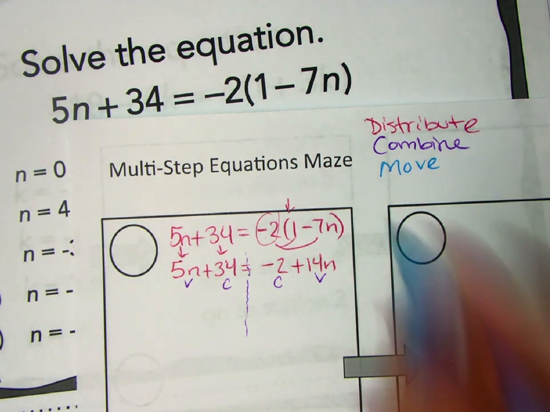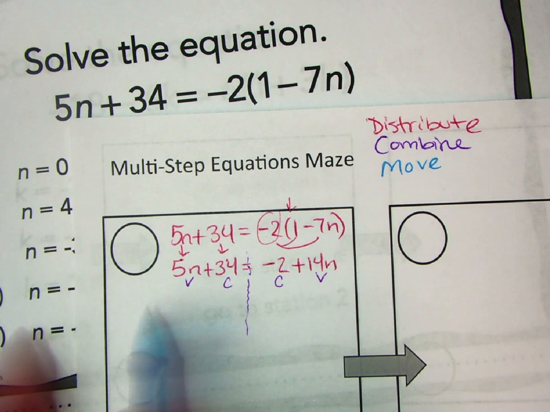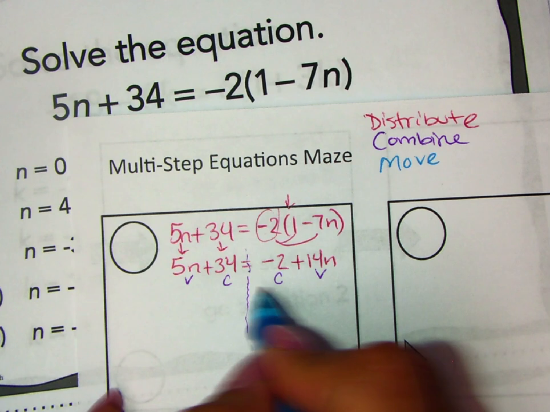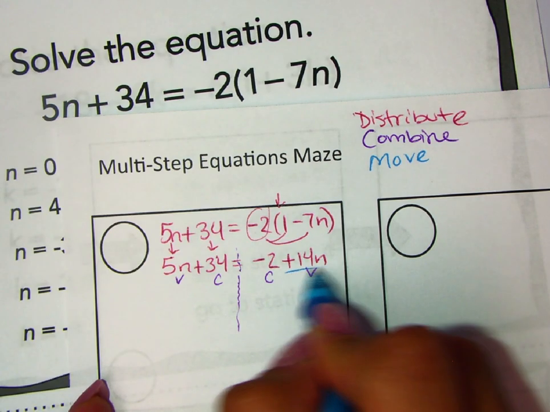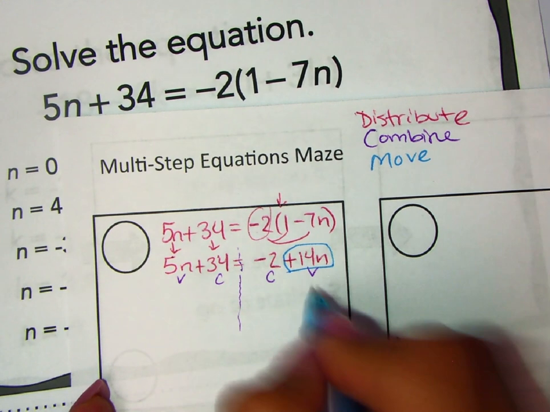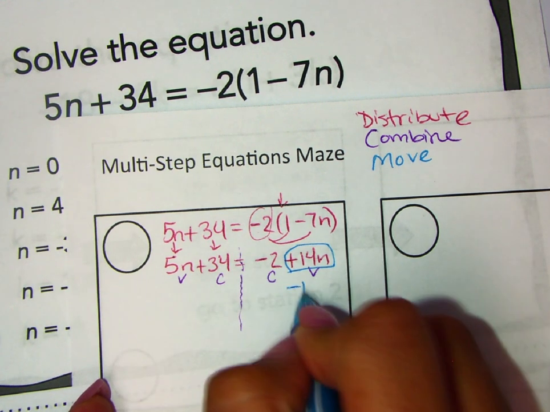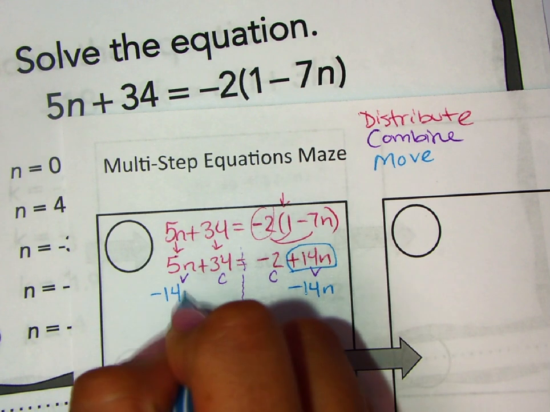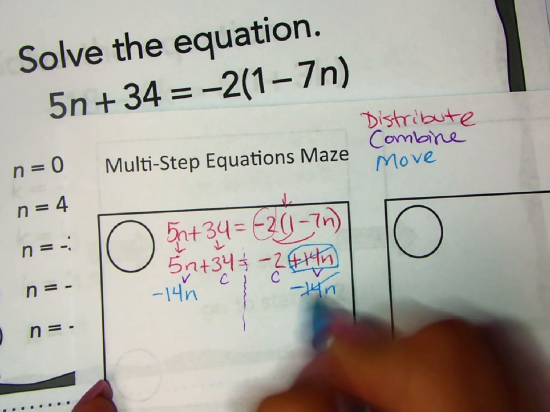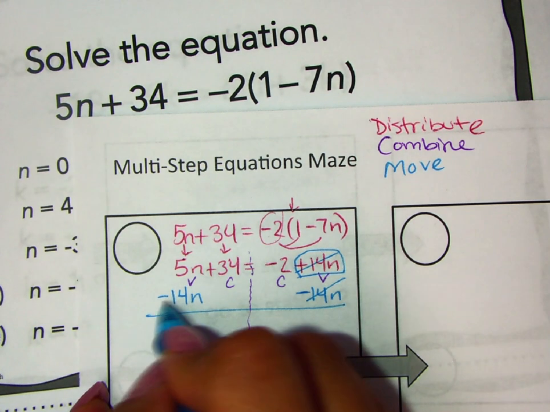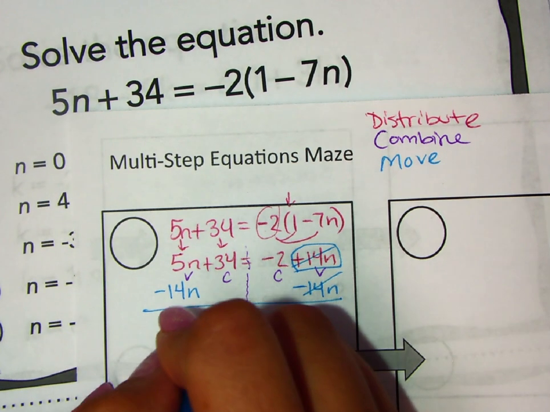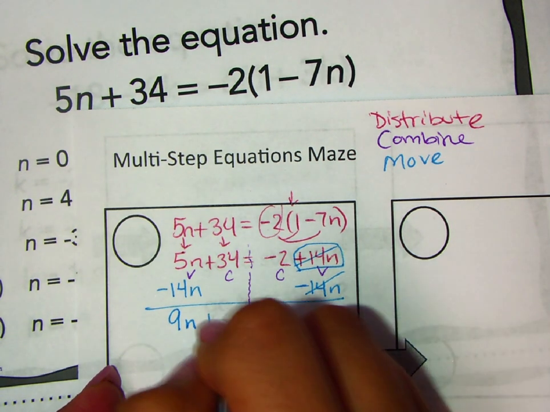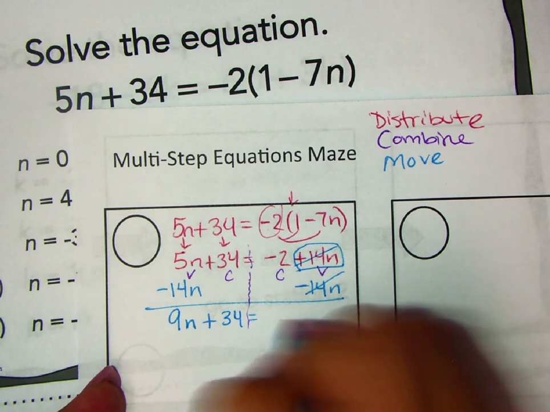We want to solve for n. We can choose any movement here. At this point, it's just choosing to move something. Usually the variables go on the left side, so I'm going to move this 14n to the left side. We're going to subtract 14n to cancel that, but what we do to one side, we do to the other. So these two cancel, and 5 minus 14, we're going to be left with 9n. Then we have 34 equals negative 2.